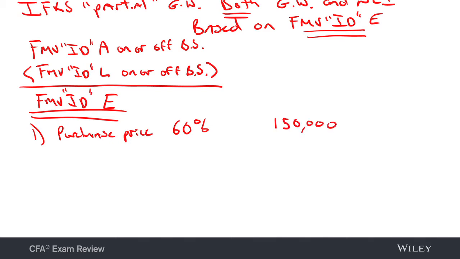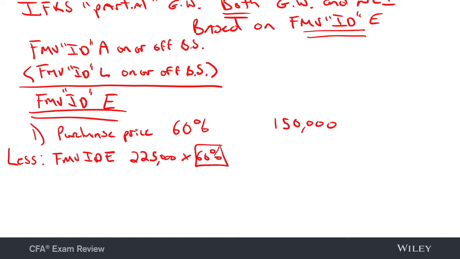$150,000. Okay, now I'm going to subtract from that the fair market value of the identifiable equity. How much was that again? $225,000. Now, logically, what should we have paid given that we're only buying 60% of the company? Well, $225,000 times 60%, that's $135,000. Logically, you would have thought, hey, the identifiable equity has a value of $225,000 and you're only buying 60% of the company, you would think logically, therefore, you'd pay $135,000.